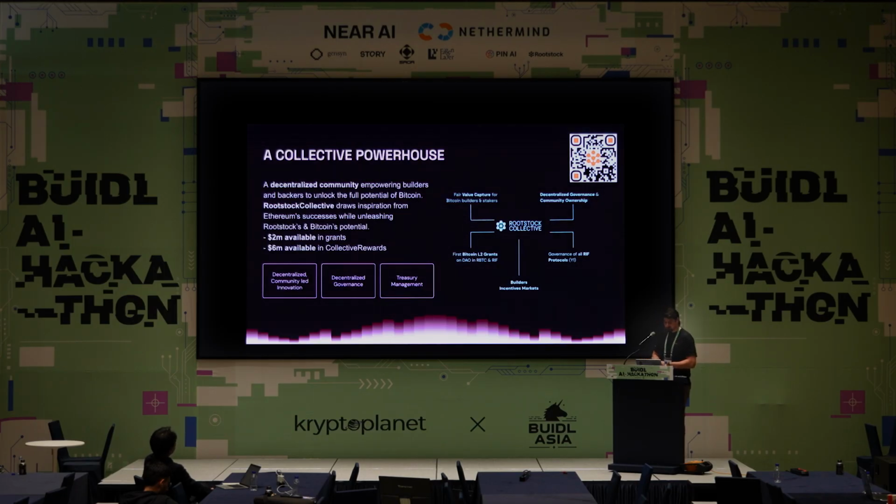This is a little bit more about Rootstock Collective. As you see, there are $2 million available in grants, and there are $6 million available in collective rewards, which is also something that you can explore in this link.